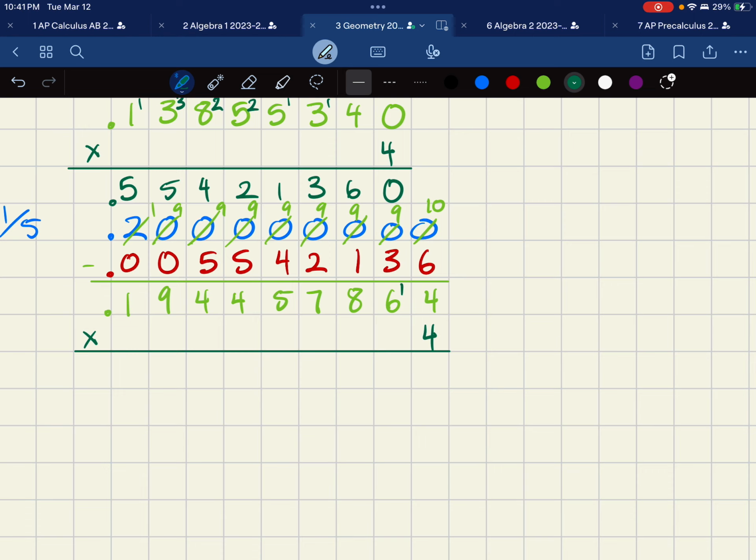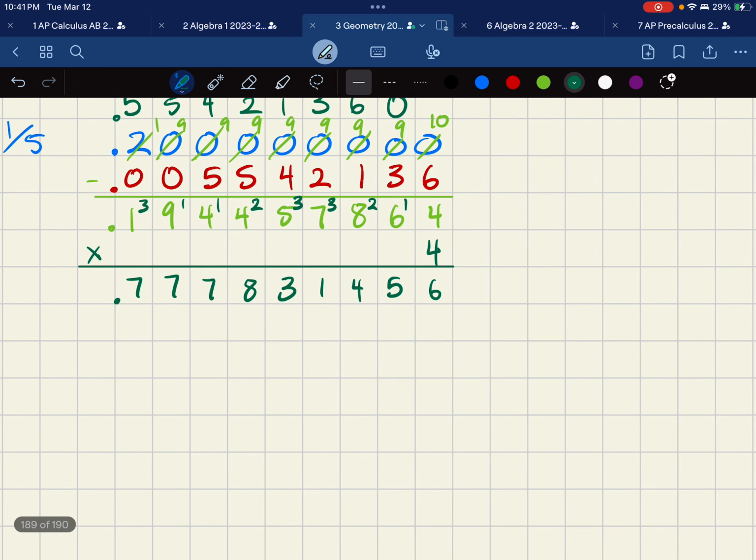Four times 4 is 16. 6 times 4 is 24, 25. 4 times 8 is 32, 33, 34. 4 times 7 is 28, 29, 30, 31. 1. 4 times 5 is 20, so it's going to be 23. 4 times 4 is 16, 17, 18. 4 times 4 is 16, that's 17. 4 times 9 is 36, 37. 4 turns into a 7, and I get 0.777831456. Okay. And next thing, we move the decimal place.